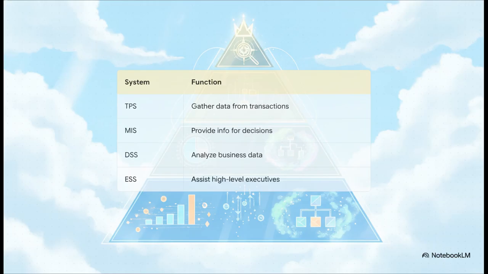Right at the operational base, the foundation, we have TPS for handling day-to-day transactions. Moving up a level, we have MIS, which takes that raw data and summarizes it for managerial operations. Higher up still is DSS, providing deep data analysis for decision support. And finally, at the very top of the pyramid, we have ESS, delivering critical strategic data to executive leadership. It's actually a perfectly structured hierarchy.